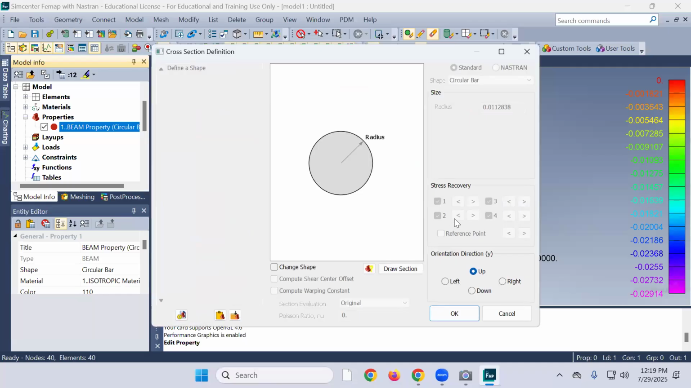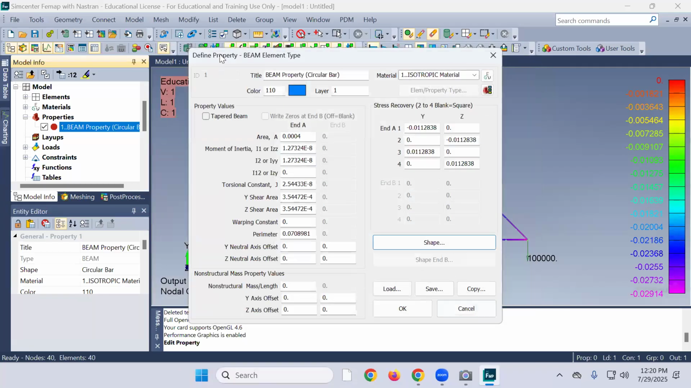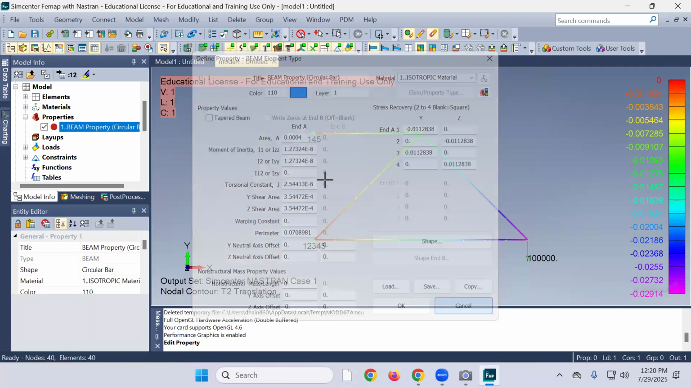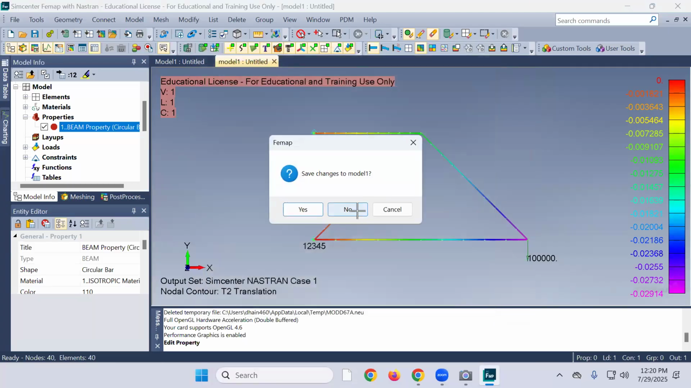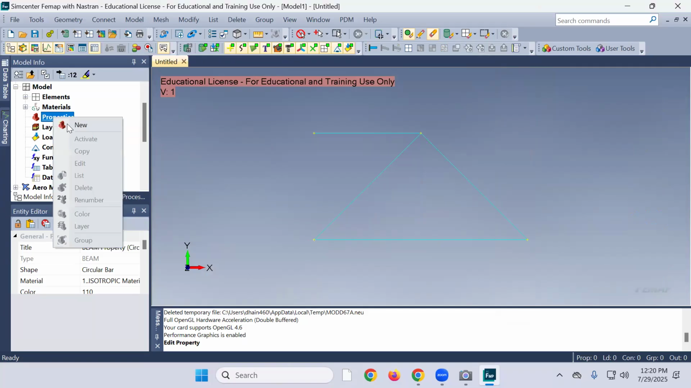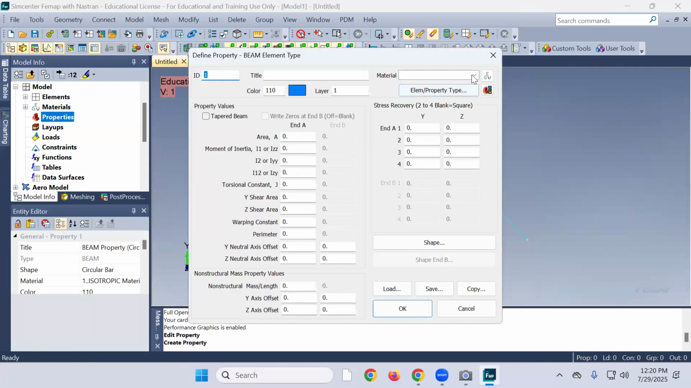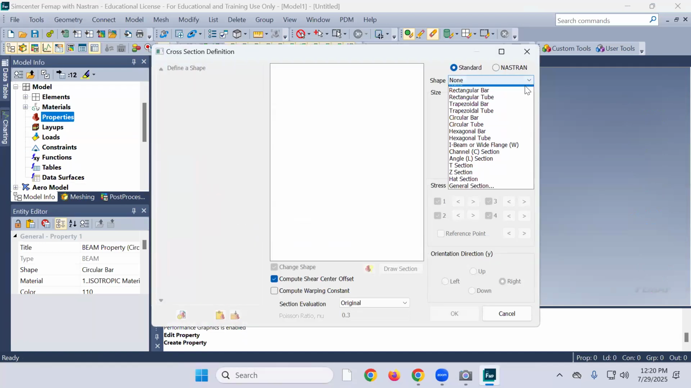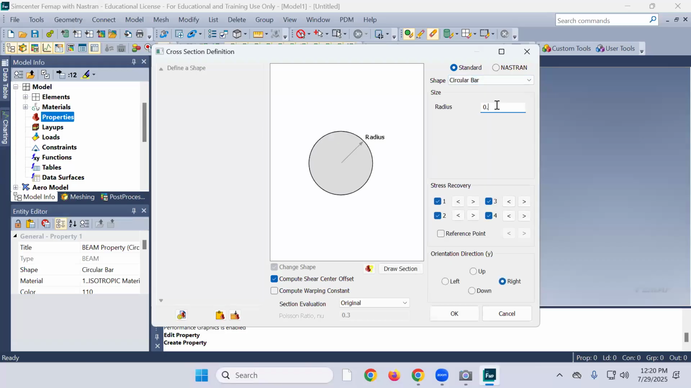Shape. 0.0112838. 112,838. One one two eight three eight. Is that what it was?